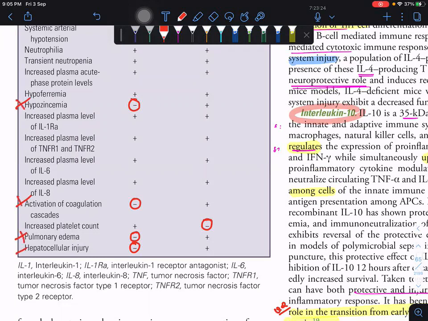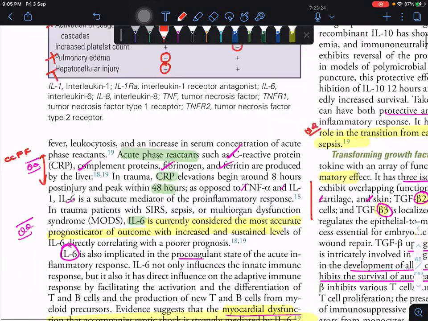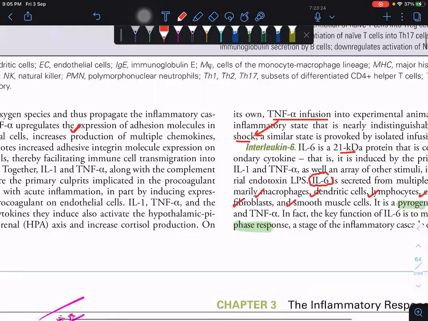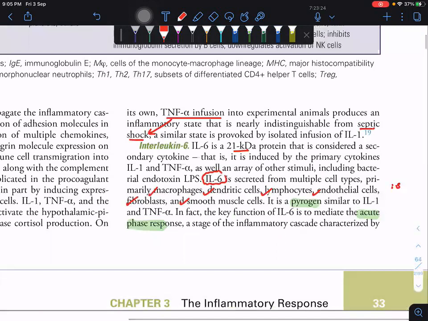That's one. So next comes interleukin 6. They are telling that when you inject TNF-alpha into experimental animals, it resembles septic shock. And interleukin 6 is secreted by some immune cells, non-immune cells, macrophages. This one no need to remember. And the main thing is it is a pyrogen similar to IL-1.